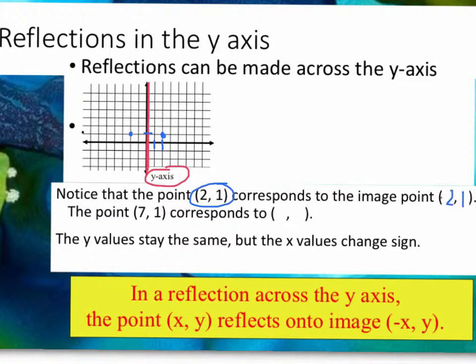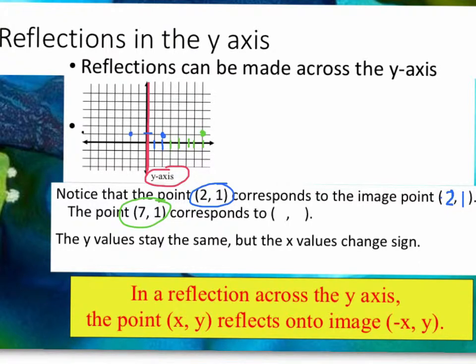-2 and +1. Sorry, that 2's messy. There we go. Okay, so -2, 1. Let's go ahead and do the next point, which is 7, 1. So 7, so it's 2, 3, 4, 5, 6, 7 is here, and 1 is here.